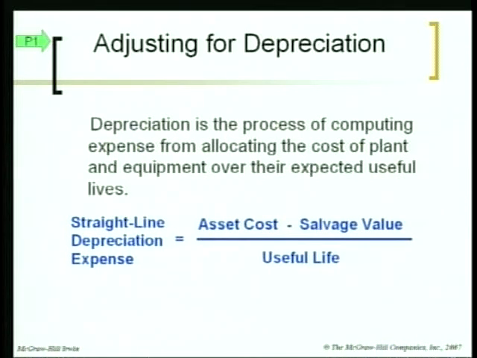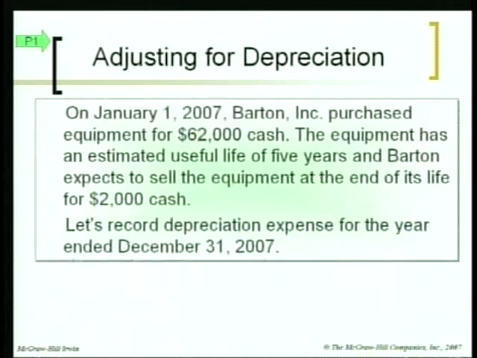Okay? Let me give you an example. I think it'll help. On January 1 of 2007, Barton Inc. purchased equipment for $62,000 cash. The equipment has an estimated useful life of 5 years. We think it'll last us 5 years. And Barton expects to sell the equipment at the end of its life for $2,000 cash. Let's record depreciation expense for the year ended December 31, 07. They're just doing depreciation on a yearly basis. They're doing the AJEs on a yearly basis.